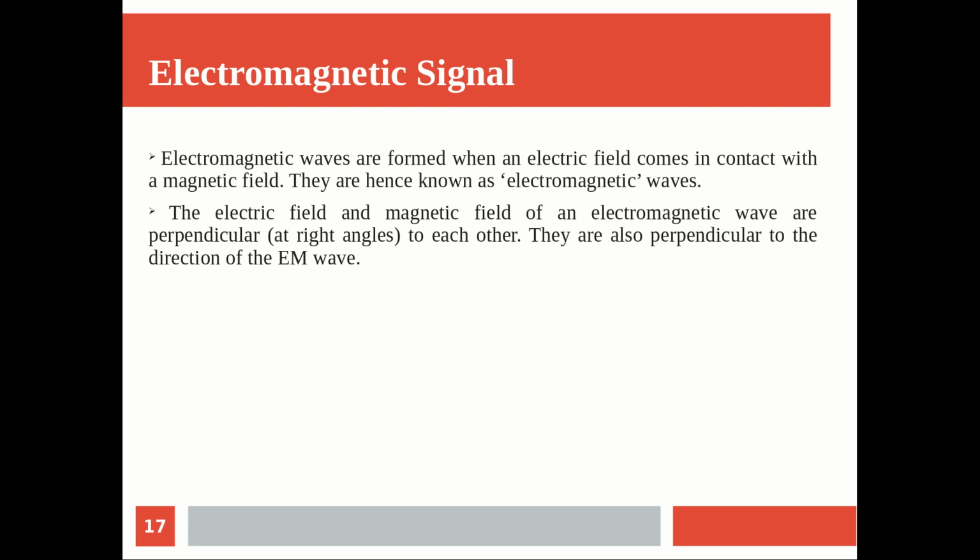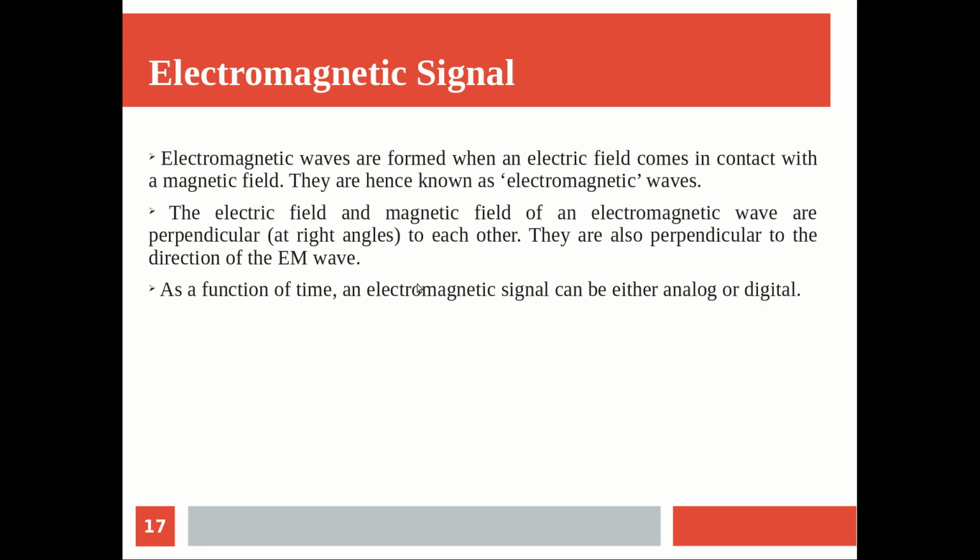The electric field and the magnetic field of an electromagnetic wave are perpendicular to each other, so that the electromagnetic waves are generated. The generated electromagnetic waves are also perpendicular to the direction of the electric and magnetic fields. So, the electric and magnetic fields are perpendicular to each other, and they are also perpendicular to the direction of the electromagnetic wave which is generated as a result of the contact. So, just some properties of the wave.